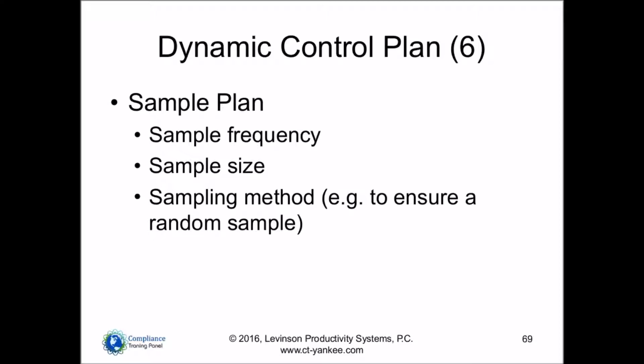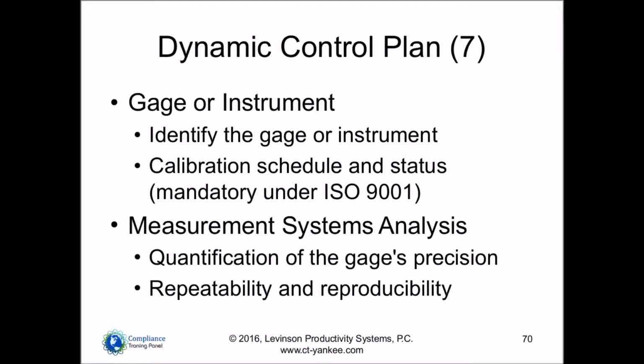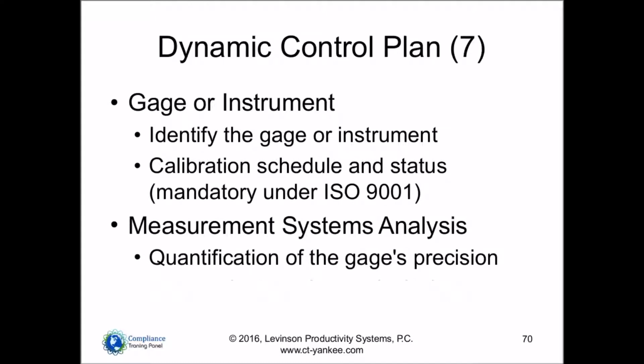The sample plan could include sample frequency, sample size, and sampling method, such as to ensure a random sample. There's the gauge or instrument. Identify the gauge or instrument. You have to have calibration under ISO 9001, and I mentioned measurement systems analysis, which is highly recommended, even if not required explicitly. It's a good idea to know the precision of your gauge.